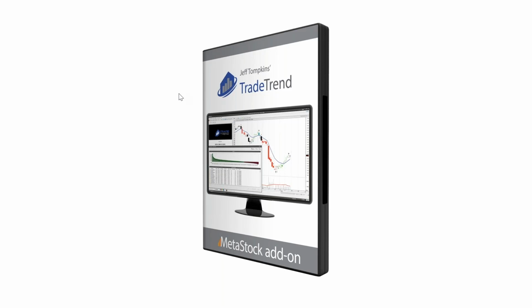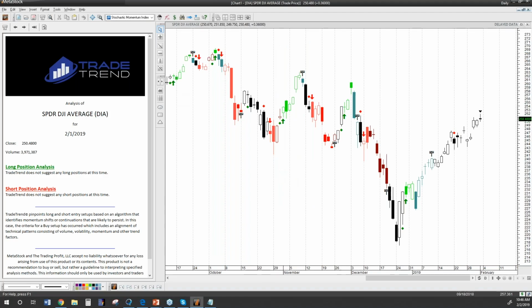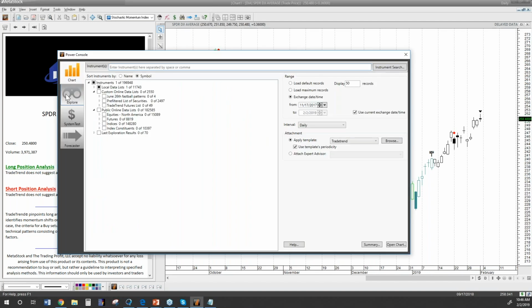So here's a copy of the box art. But let me go back into MetaStock. It's so easy to use MetaStock to find these particular trades. And I'll also answer a couple of questions about how things are displayed on the chart and what things mean. But let me just go ahead and go into the Power Console here.